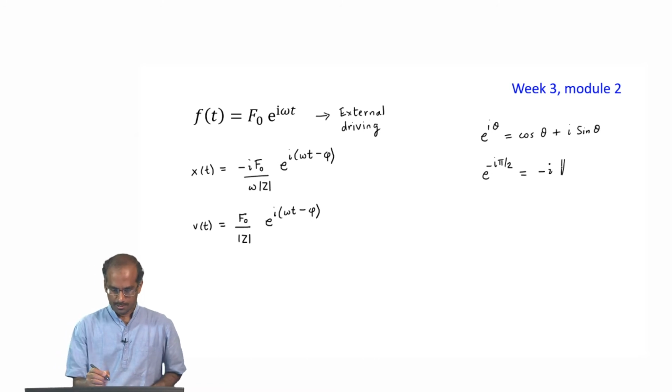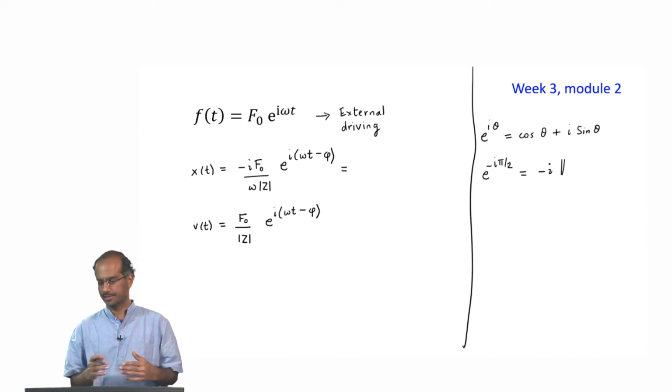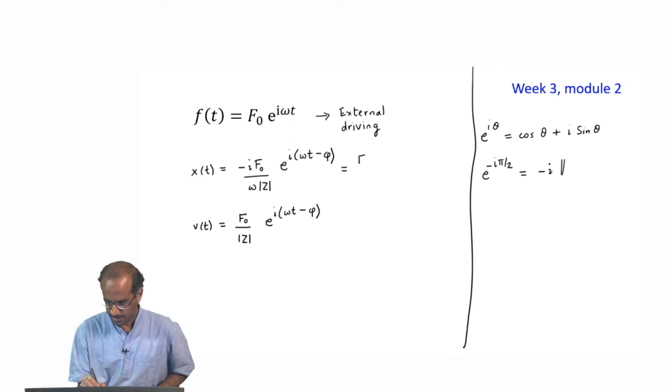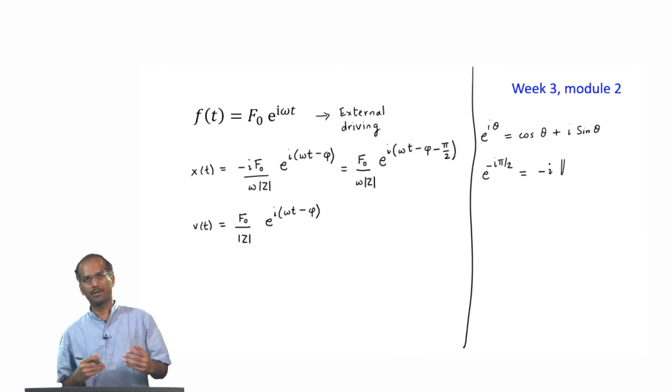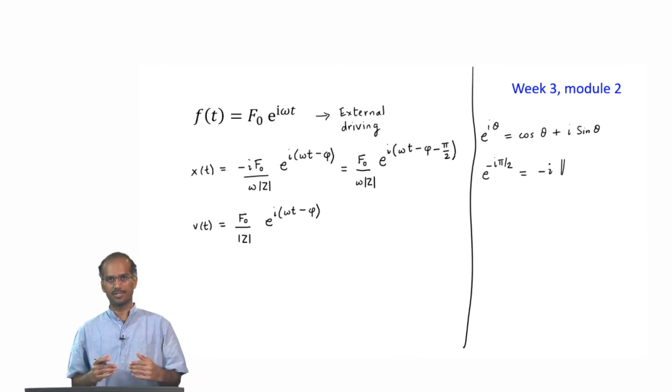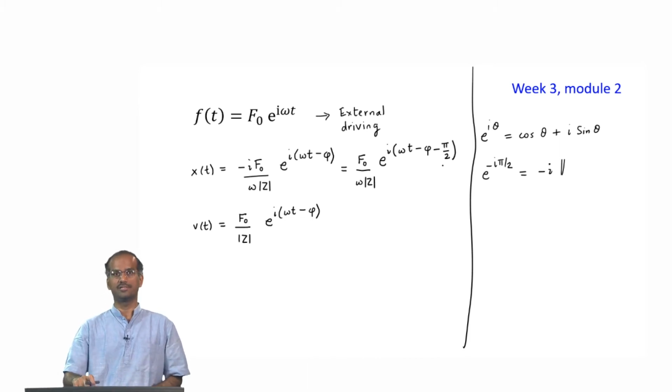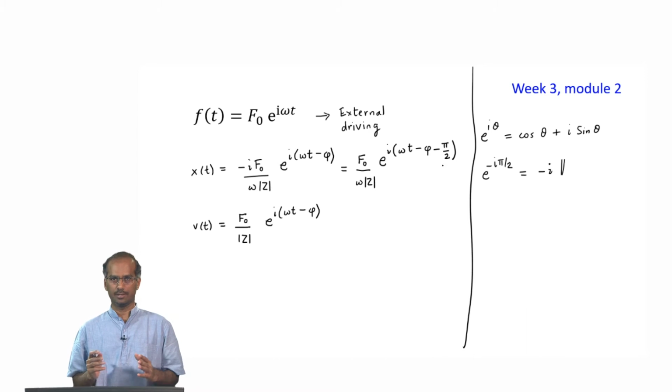Which means that now I can rewrite this displacement as a function of time by absorbing minus i in the exponential. So, it would be f0 by omega z e power i omega t minus phi minus pi by 2. Remember that earlier on we had said that between the forcing and displacement there is always a phase difference of pi by 2, even if phi is equal to 0. So, clearly that comes out and it is consistent with that expectation.